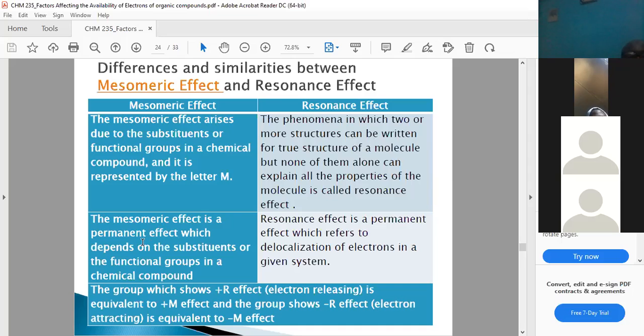Mesomeric effect is permanent, but depends on the substituent or functional group. Resonance is also a permanent effect, but it has to do with the delocalization of pi electrons in particular. Now, all the groups that exhibit positive resonance effect will also exhibit positive mesomeric effect, and vice versa. Groups that exhibit negative resonance effect will also operate negative mesomeric effect.